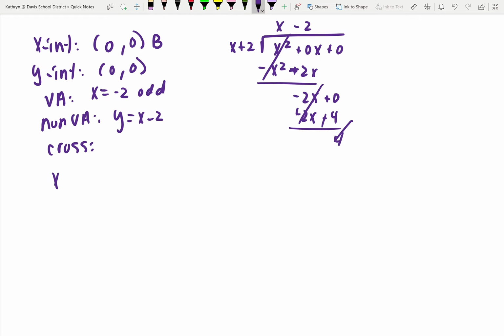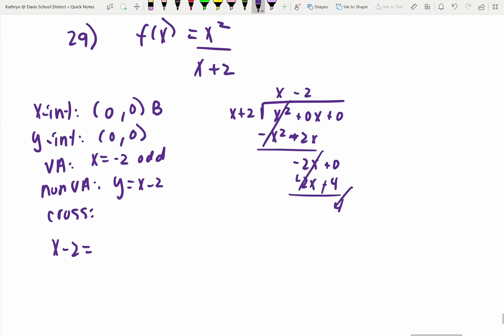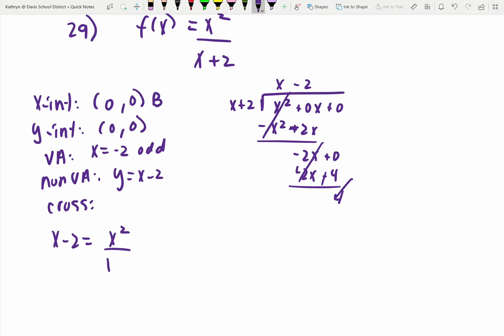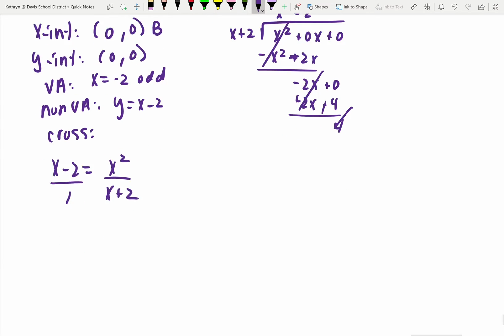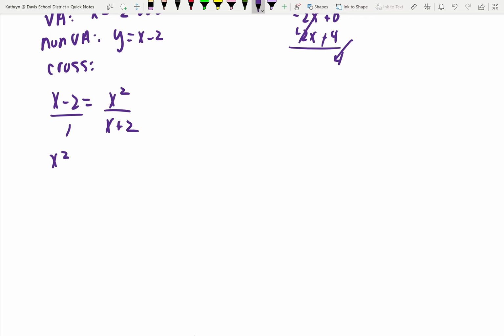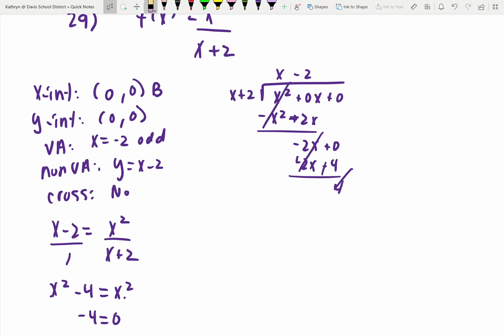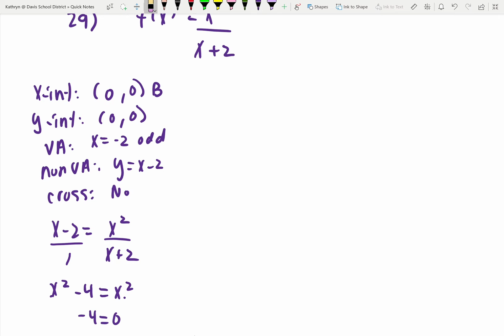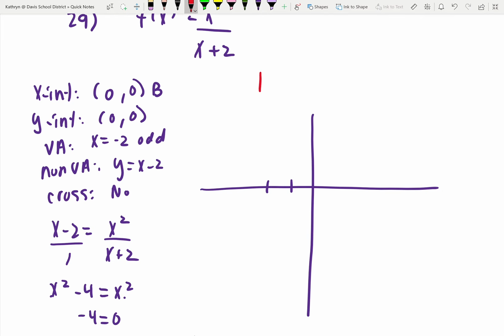Does it cross a non-vertical asymptote? Take the right side of the non-vertical, set it equal to the right-hand side of the original or reduced equation. Cross multiply, and you get x to the second minus 4 equals x to the second. This one comes over and knocks that out. -4 is not equal to 0, so a no, it does not cross. If it says yes, it does cross, then when you graph it, you have to show very clearly on your graph that it hits at that point. So you have a vertical asymptote at x equals -2. I'm going to dash that in, and it's odd.